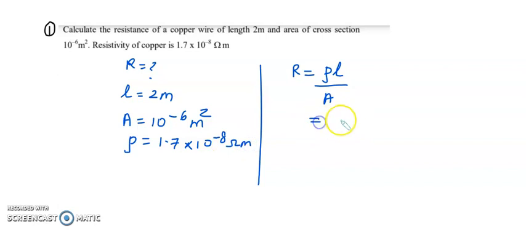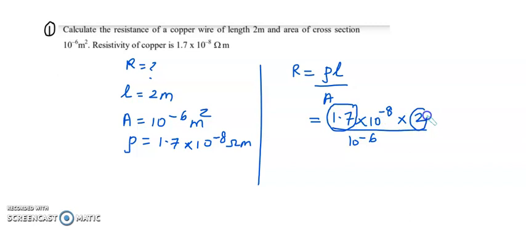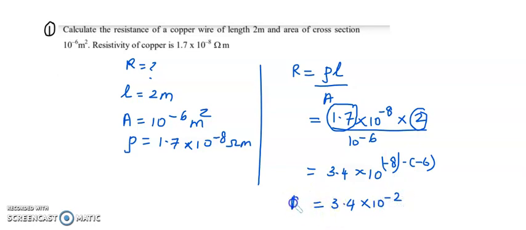That means rho is 1.7 into 10 raised to minus 8, multiplied by L, which is 2, divided by area, 10 raised to minus 6. So I'm going to multiply 1.7 and 2, which gives 3.4. Now the law of exponents: 10 raised to minus 8 divided by 10 raised to minus 6. When the bases are divided, the powers get subtracted. So it will be 10 raised to minus 8 minus of minus 6. I'm just doing it for the first question; the rest you have to remember the law. So 3.4 into 10 raised to minus 2 is the resistance of the circuit.